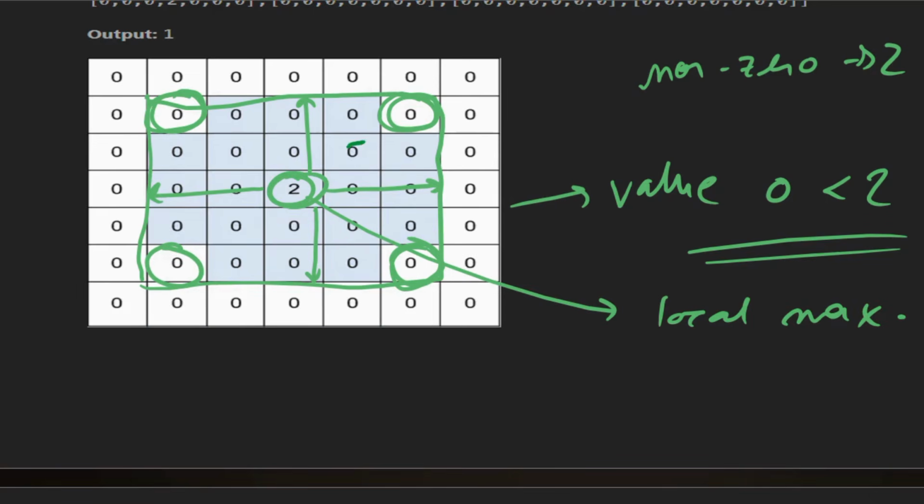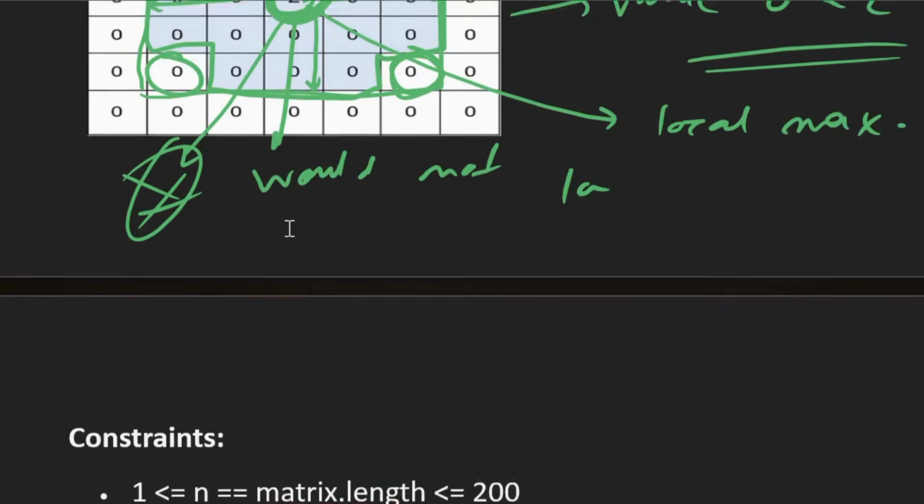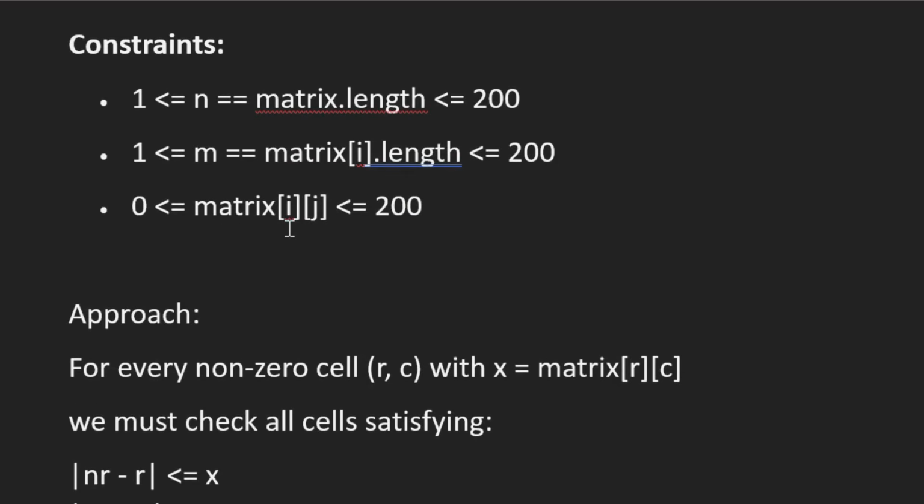But let's say here if we have value 3, then this cell would not be a local maxima, because in the considered cells we have a cell which has a value greater than our current cell, so then that current cell won't be a local maxima. So now we have to find the total number of local maxima in the matrix.